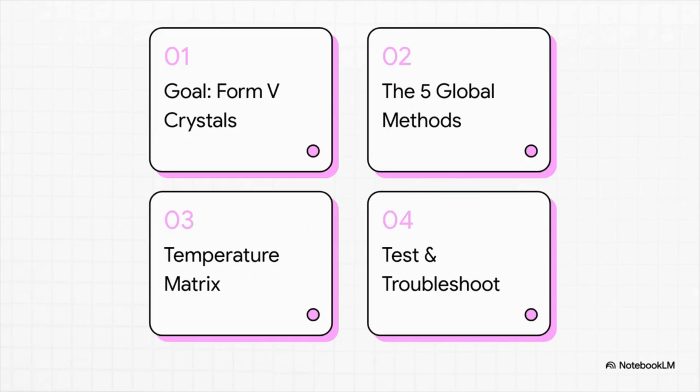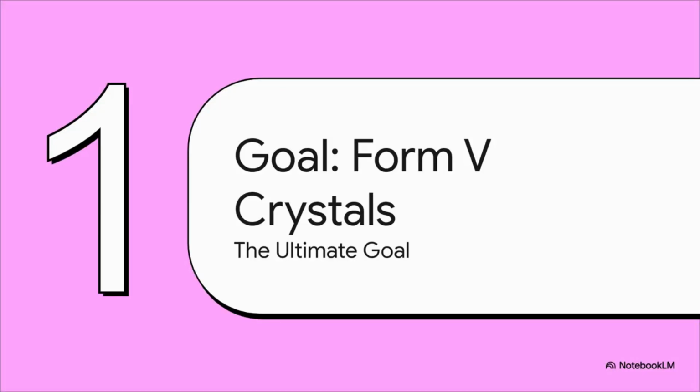Our structured roadmap to mastery today covers 4 steps. First, the goal, form V crystals. Second, the 5 global methods. Third, the critical temperature matrix. And finally, testing and troubleshooting. All right, kicking things off with Section 1, the goal, form V crystals.